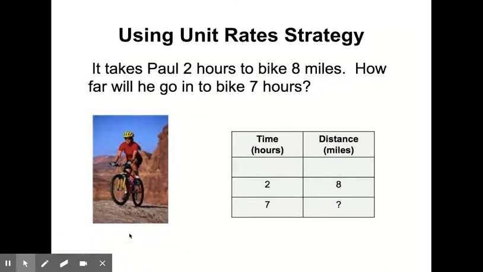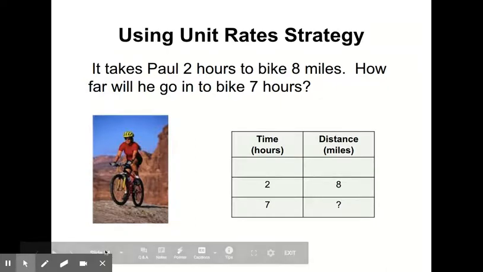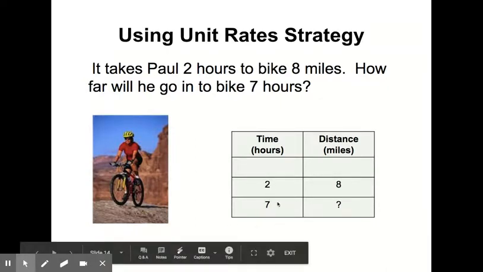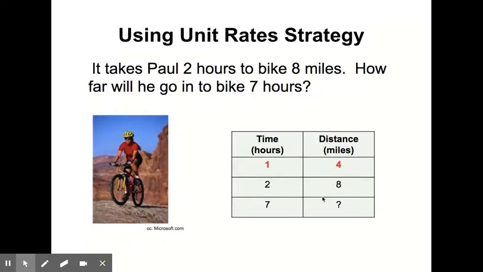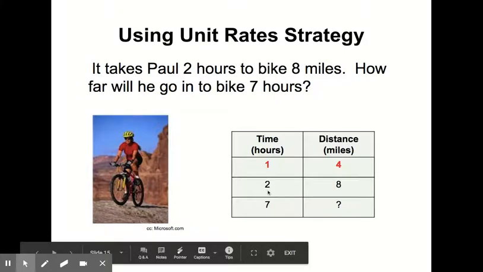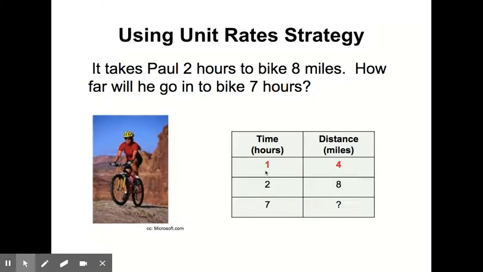If Paul takes 2 hours to bike 8 miles, how far will he go to bike 7 hours? So we want to know 7 hours. Well, 2 doesn't connect to 7, so it's hard to make that connection. So what we might do instead is find the unit rate. And I found the unit rate of 4. I did that by taking the number of hours and making it 1 by dividing the 2 by 2, and then dividing the 8 to get the 4.